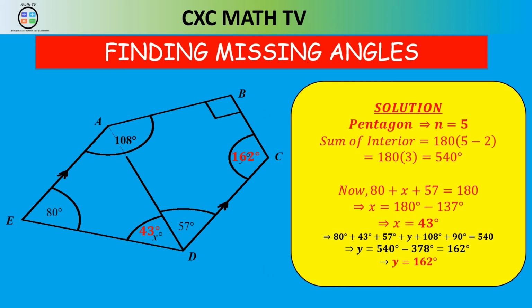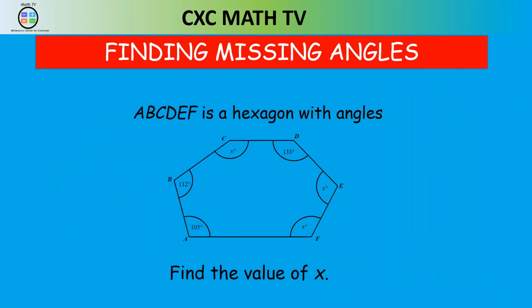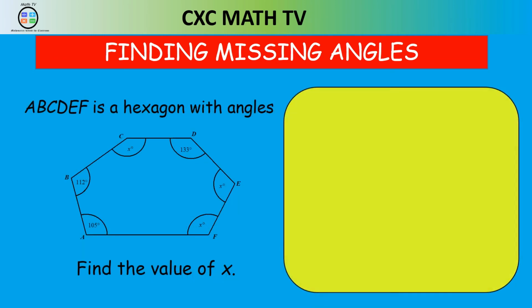Alright, now let's look at this question here. It says ABCDEF is a hexagon with those angles in the diagram. Find the value of x. So pause the video and attempt. Alright, now we realize that's a hexagon.